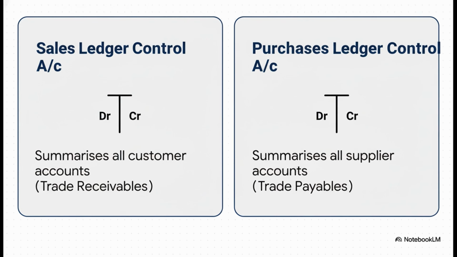Okay, so there are really only two main types you need to know. First, the sales ledger control account. Think of this as your money owed to me summary. It bundles up all your customer accounts. Then you have the purchases ledger control account, which is your money I owe summary for all your suppliers. Let's dig into the sales ledger first.